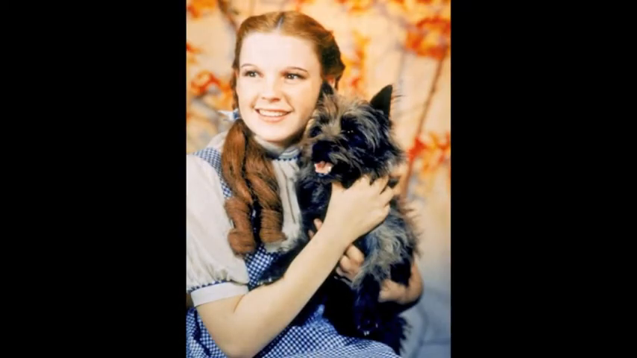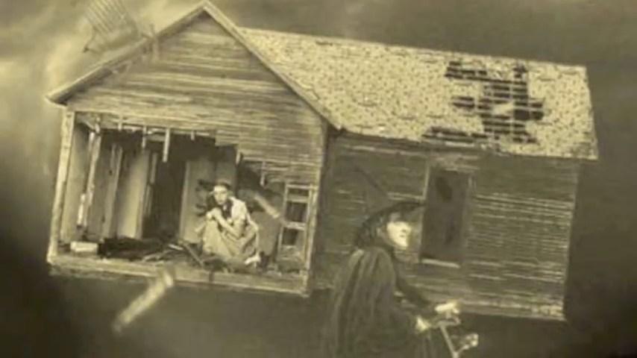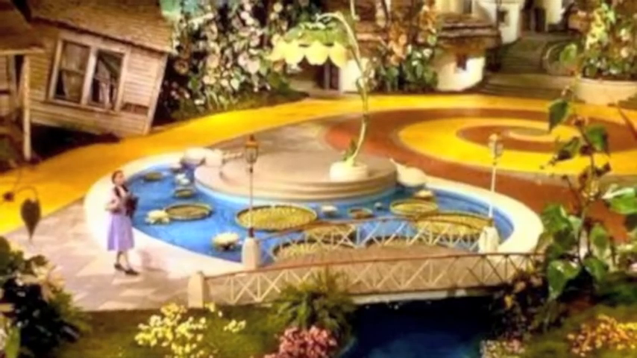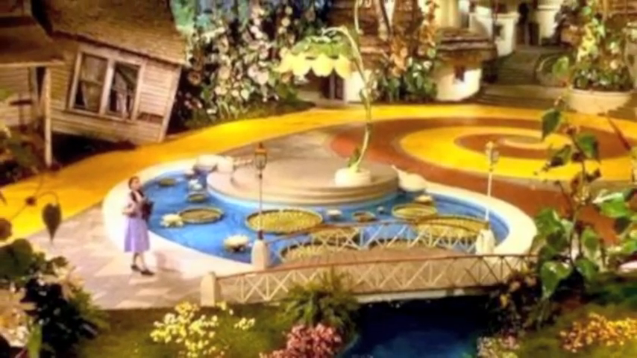The Wizard of Oz begins with the introduction of Dorothy, our main character. The inciting event is the big cyclone that hits Dorothy's house and carries her to the land of Oz. Now let's think about the rising action that builds up to the climax. One event that we could put here is right after Dorothy lands in the land of Oz.